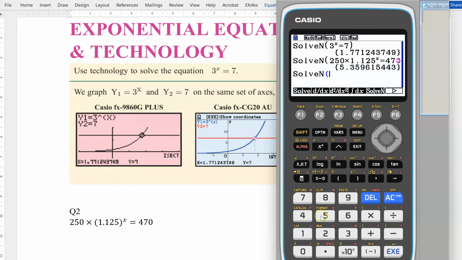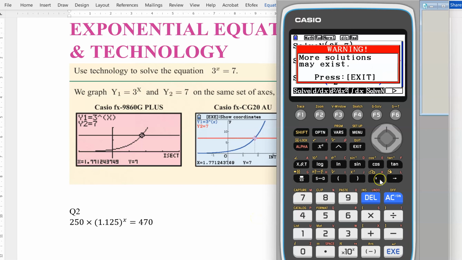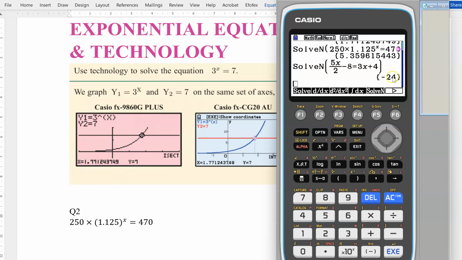Okay, so if I have 5x, let's make it a fraction, 5x over 2, take 8, let's go equals 3x plus 4. I'm just making this up, right? Let's hope there is a solution. We press enter, press exit, and there you go. So really great tool that our graphics calculators offer us.